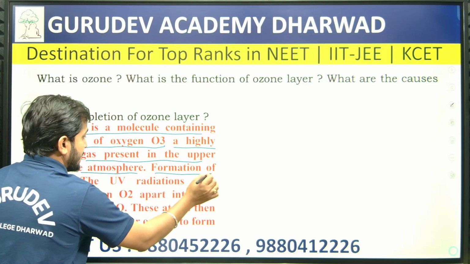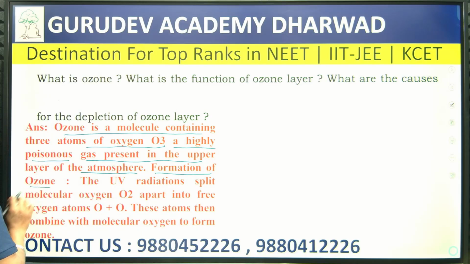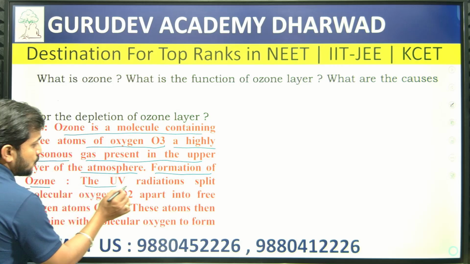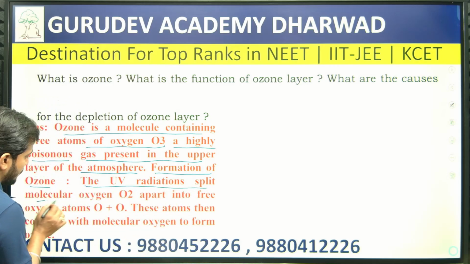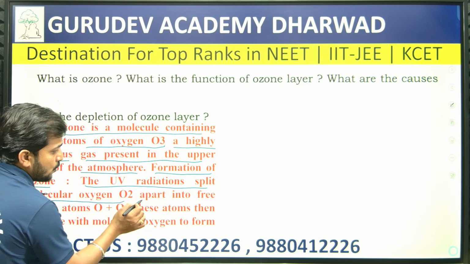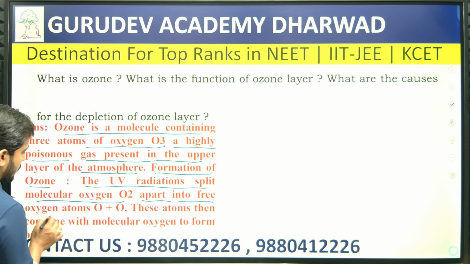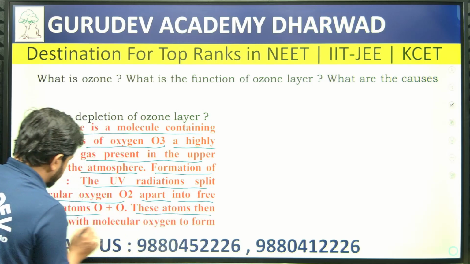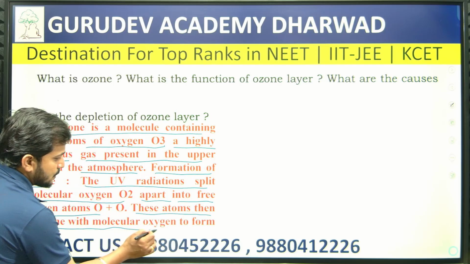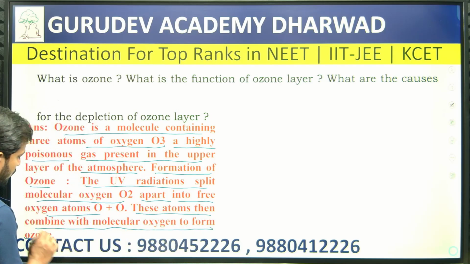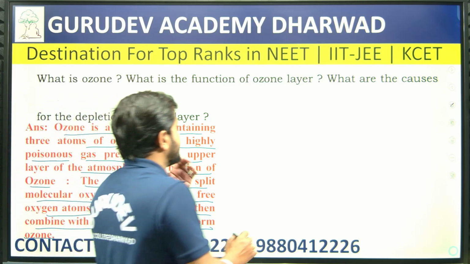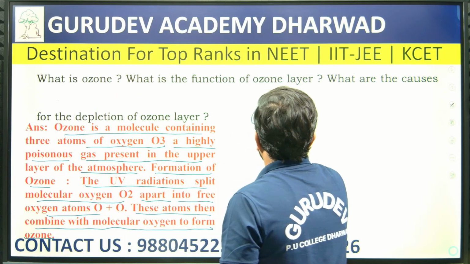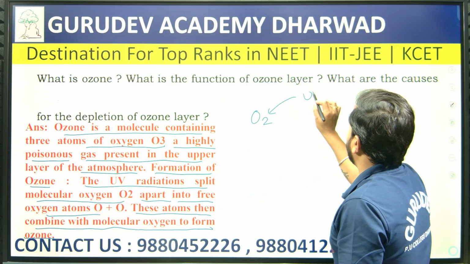Then how does the formation of ozone take place? The UV radiation splits the molecular oxygen O2 apart into free oxygen atoms, that is O plus O. These atoms then combine with molecular oxygen to form ozone. What is going to happen? Oxygen is there, then UV light is falling on it.